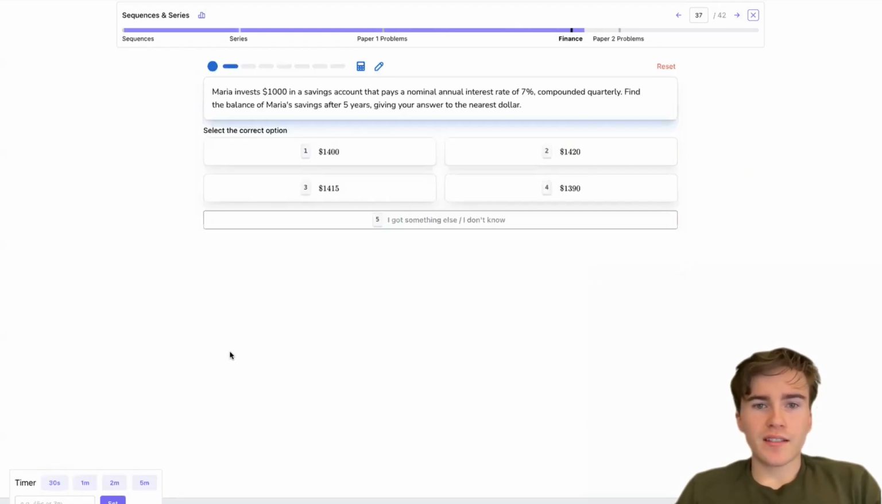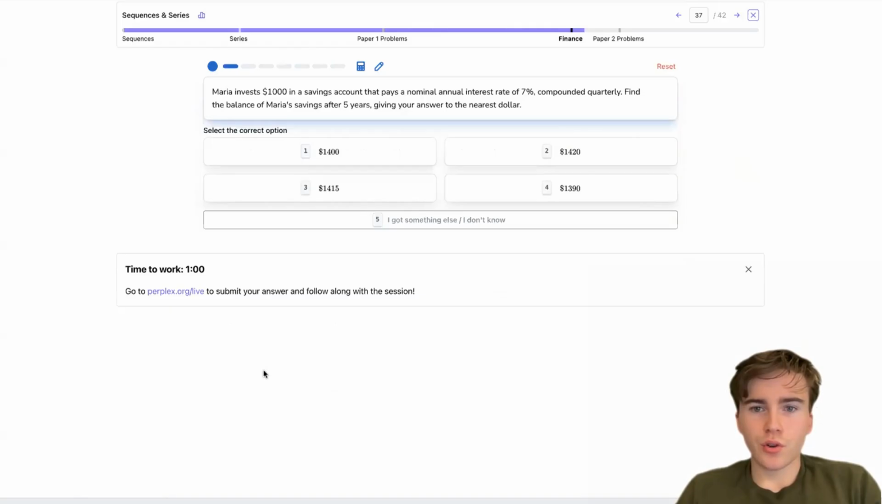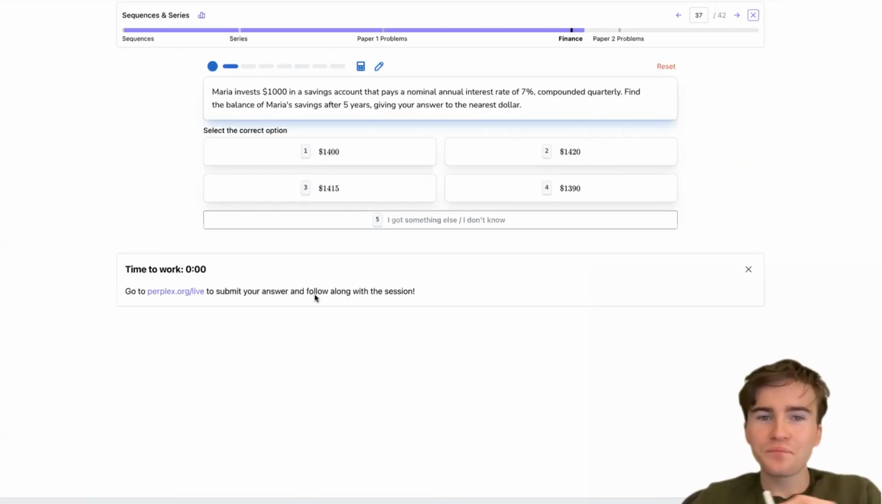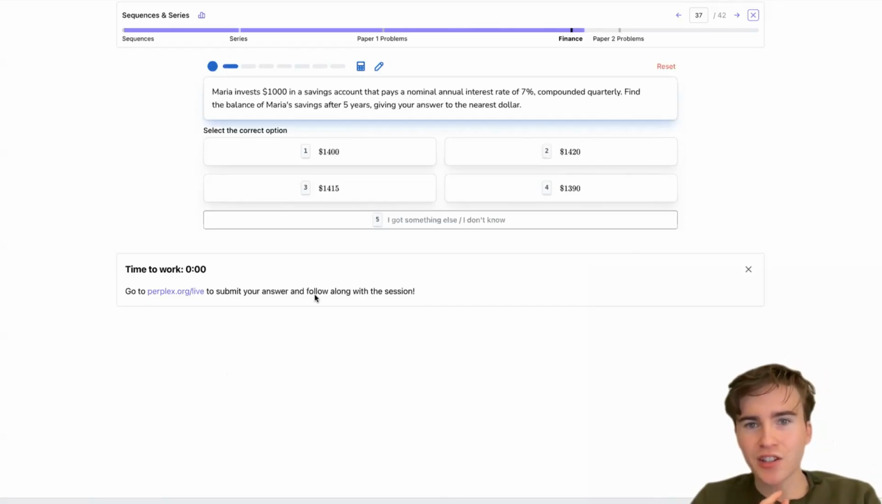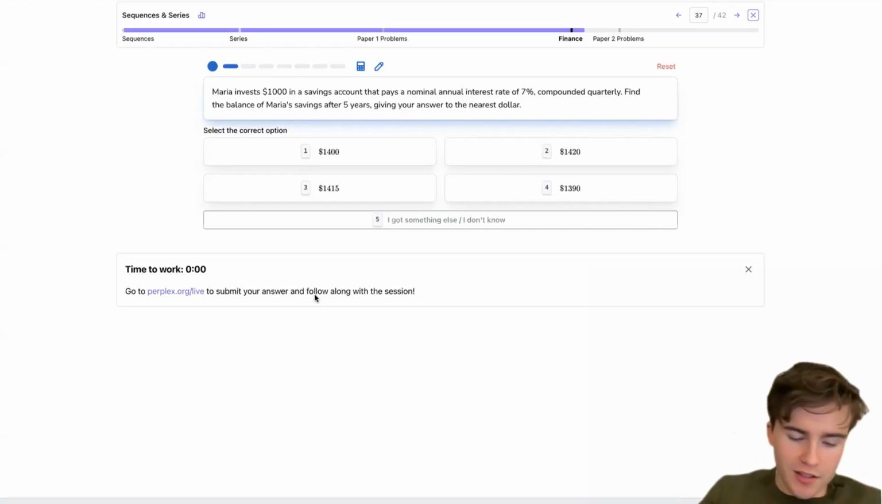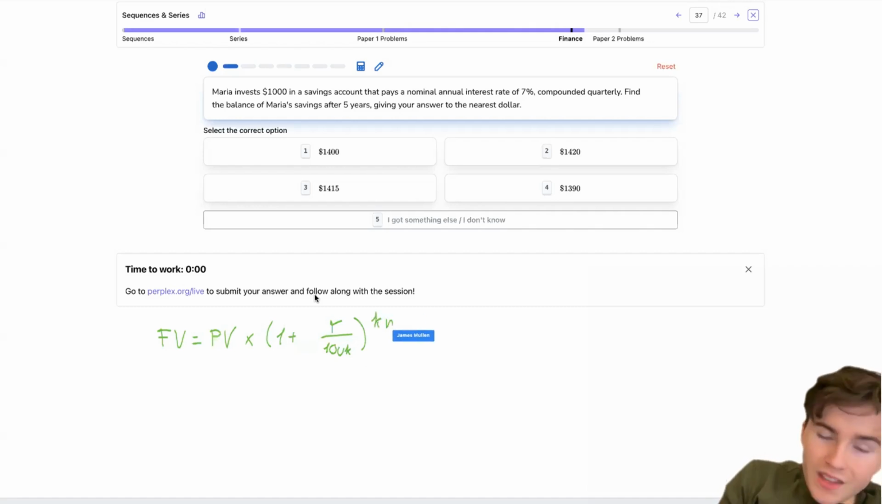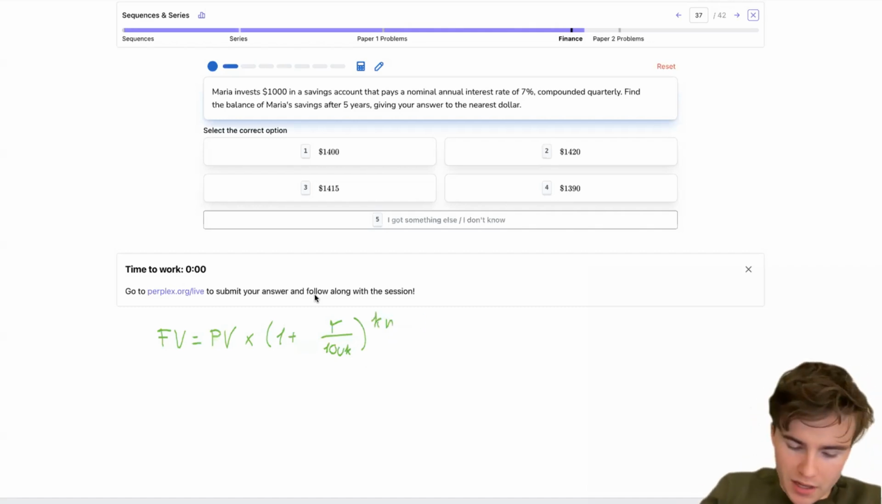I'm going to give you guys 1 minute to solve this problem. You can use your calculators. So yeah, go ahead. So Maria invests $1,000 in a savings account that pays a nominal annual interest rate of 7% compounded quarterly. So let's remember the formula. I have FV is equal to PV times 1 plus R over 100K to the power of Kn. And this is in your formula booklet, okay?